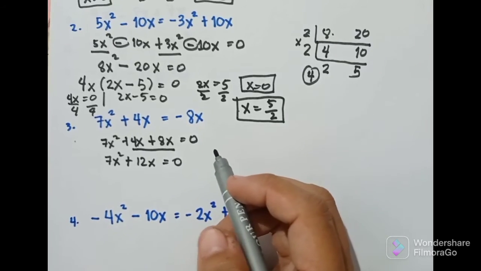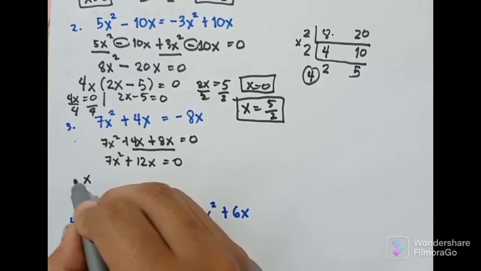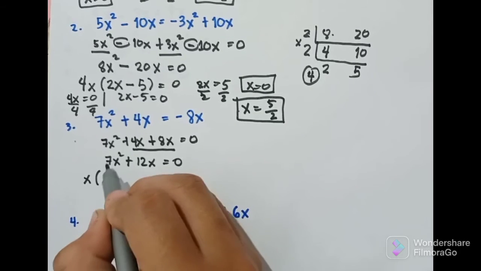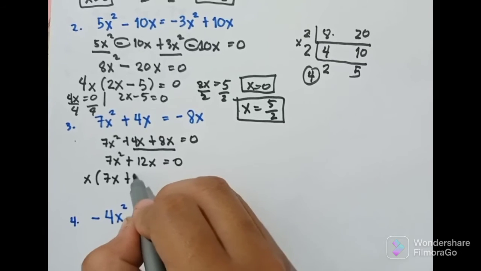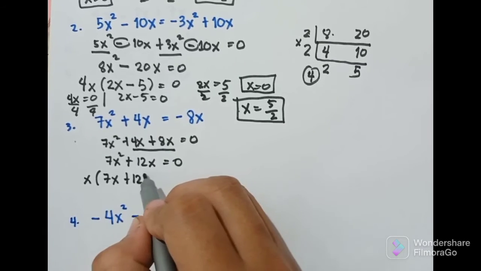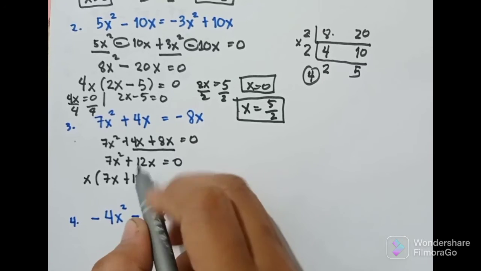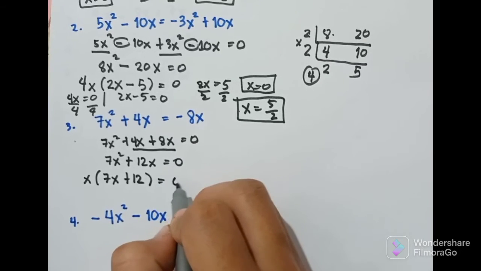How about x squared and x? So, that is x. So, si x lang yan. Tapos, may imaginary 1. So, 7. X squared divided by x, that is x. Plus 12. X divided by x, that is 1. So, times 1. So, that is 12 times 1. That's still 12. Is equal to 0.